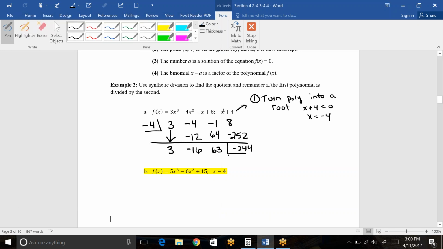Now let me explain to you what you just discovered. What we first of all discovered is that this polynomial, x plus 4, does not divide evenly into this polynomial. So if we were trying to factor that first polynomial, this would not be a good polynomial to try to pull out. It's not going to go evenly.